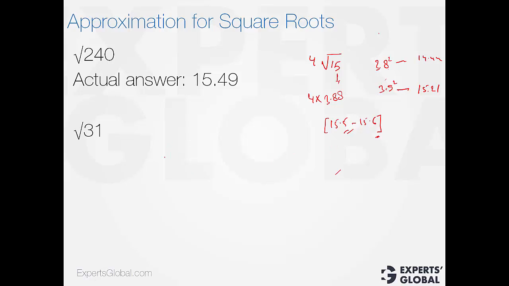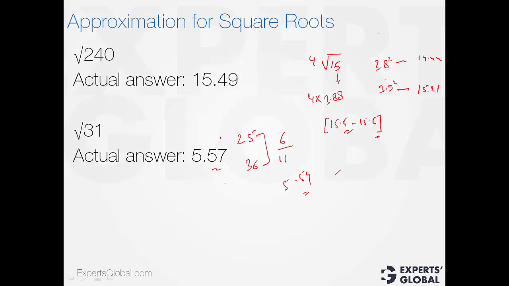I know 5 square is 25, 6 square is 36. The difference here is 11. The difference here is 6. 6 upon 11 is 0.54. So it should be 5.54, just a bit higher than this, something like 5.56, 5.57. 5.57 it is. Let's do it very quickly.